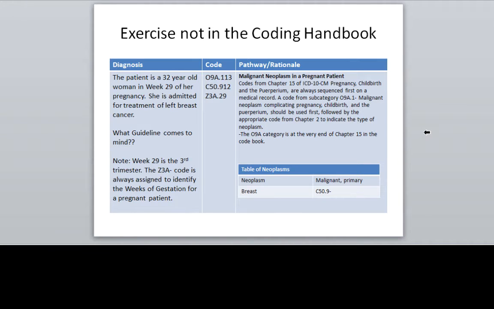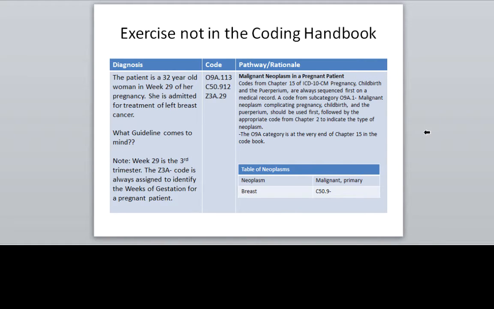There is a guideline for malignant neoplasm in a pregnant patient, and this tells us to use the O, that's not a zero, O9A.113 code. The O9A category is at the very end of chapter 15 in the code book. I'll show you that in a moment. So we're going to use that code as our principal because chapter 15 codes, the pregnancy or OB codes, are most often your principal. There's a very few instances where they're not.